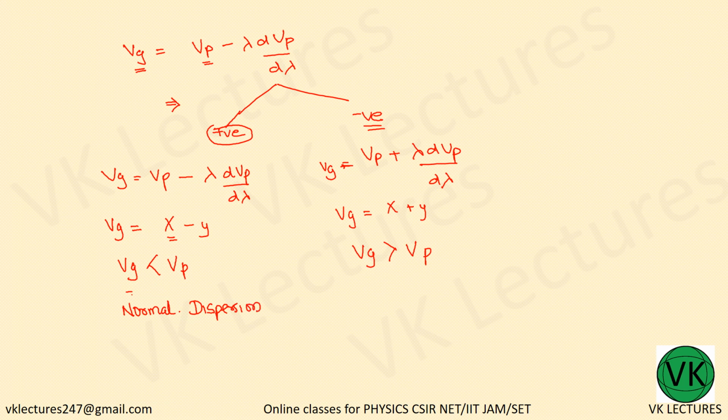Now here Vg is greater than Vp, which generally doesn't occur. That means group velocity has to always be smaller. So now it is called anomalous dispersion. In any case, we just have to understand whether Vg is greater or lesser than Vp.